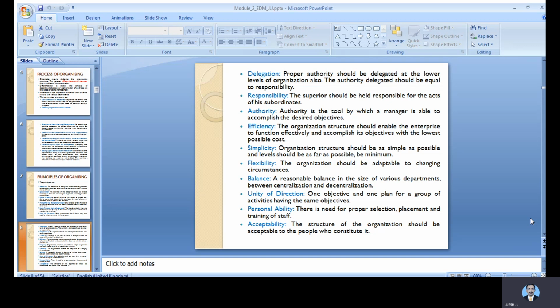Then you have to have a balance, that is, a reasonable balance in the size of various departments, between centralization and decentralization. Then the next one is unity of direction: one objective and one plan for a group of activities having the same objective. Then personal ability: there is a need for proper selection, placement, and training of staff. Then accessibility: the structure of the organization should be acceptable to the people who constitute it. That's what constitutes the principles of organization.